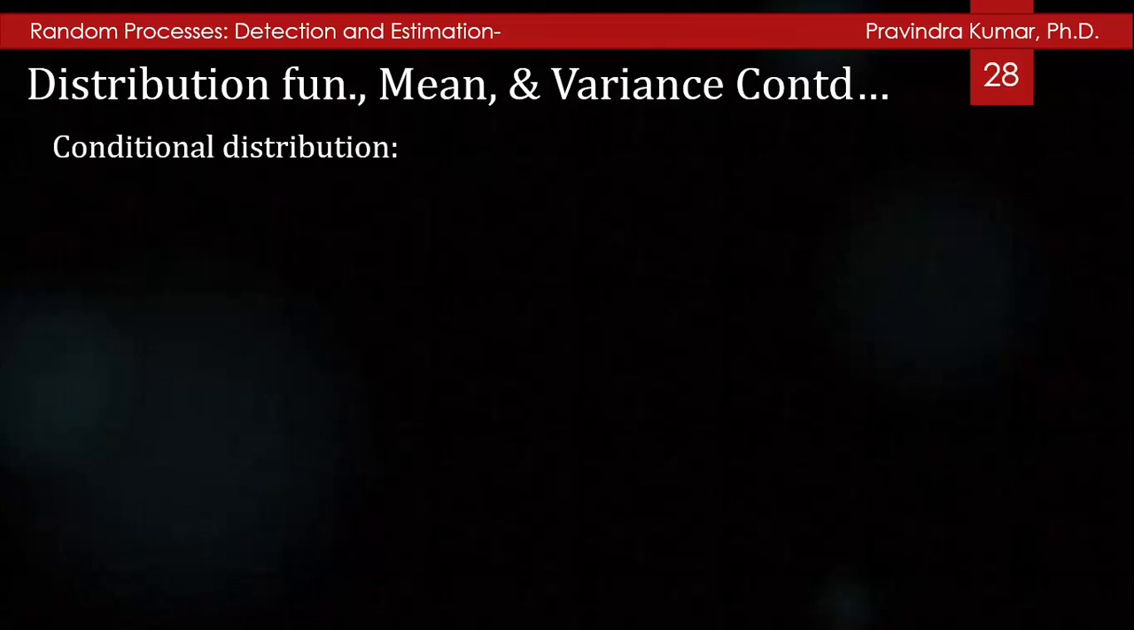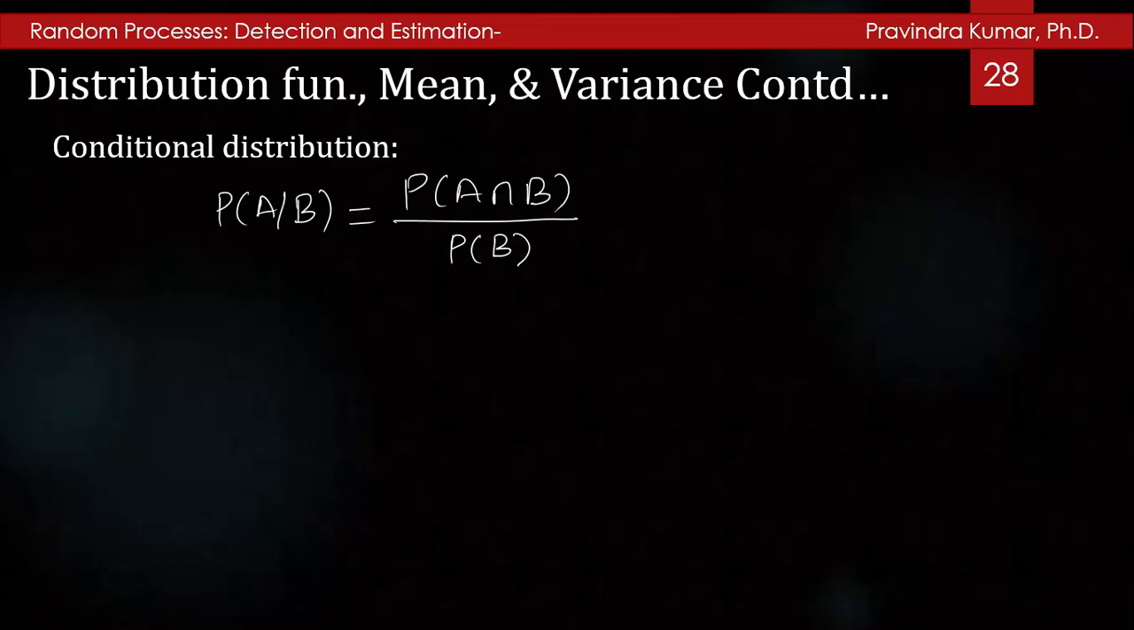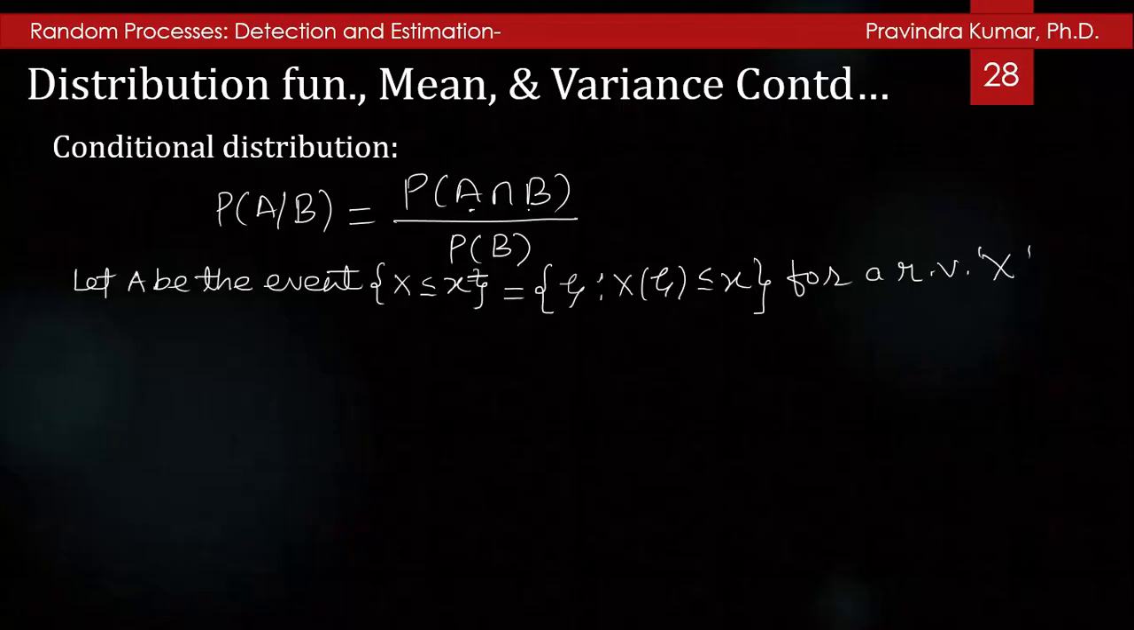Now conditional distribution. We know the conditional probability of an event A, given that event B has already happened, is P(A|B), the joint probability P(A ∩ B) divided by the probability of B. Now we extend this concept. Let A be the event {X ≤ x}, the event having the sample points ξ such that the random variable X(ξ) is less than or equal to some real number x.